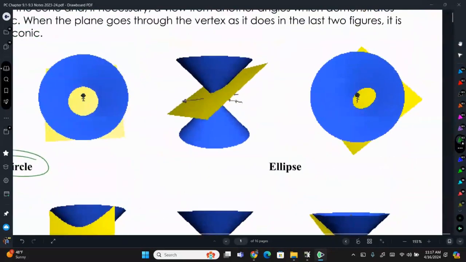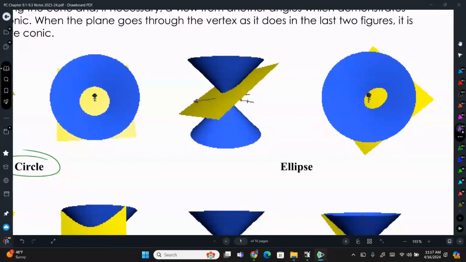Then the third shape is going to be called an ellipse. So in this case, the plane is touching one of the cones in two separate spots. That gives us an ellipse, and we may know this as a more general term, an oval. Okay, so a circle is a little squished a little bit, that would be an ellipse.